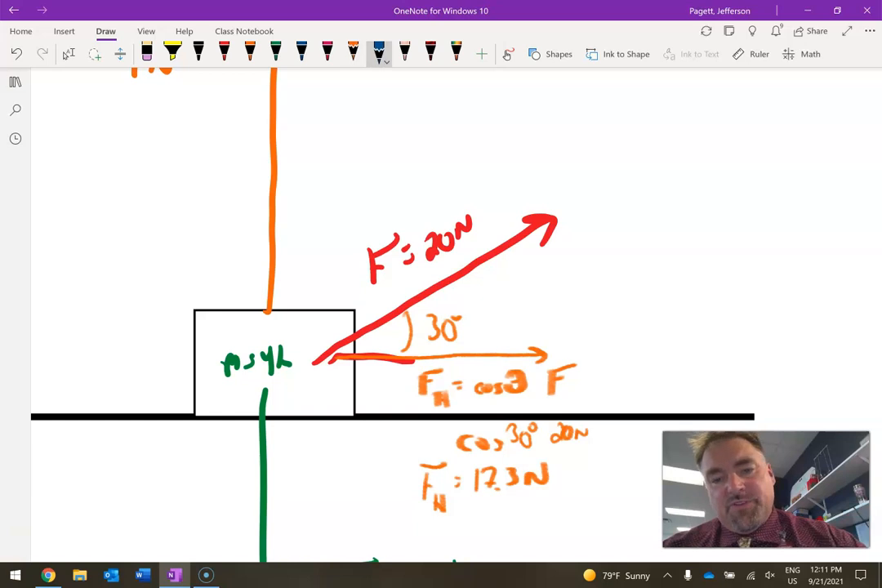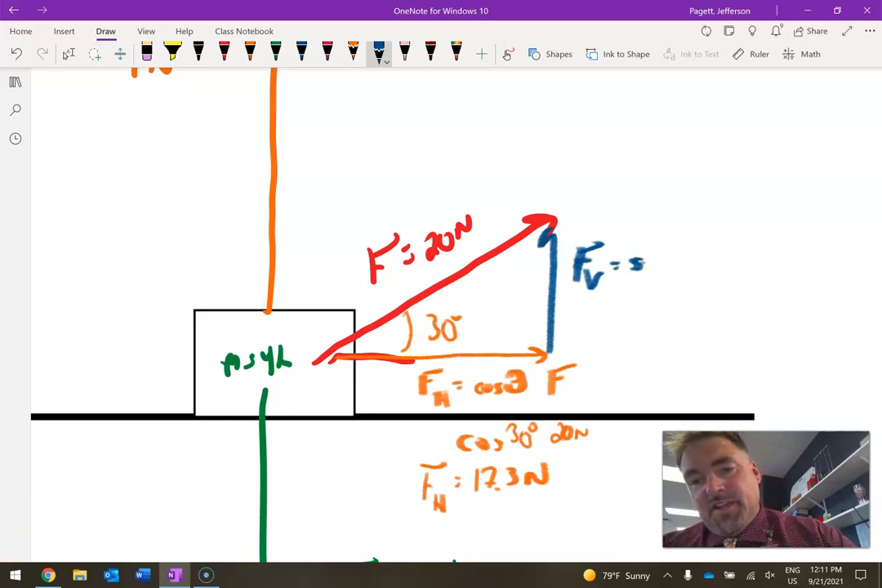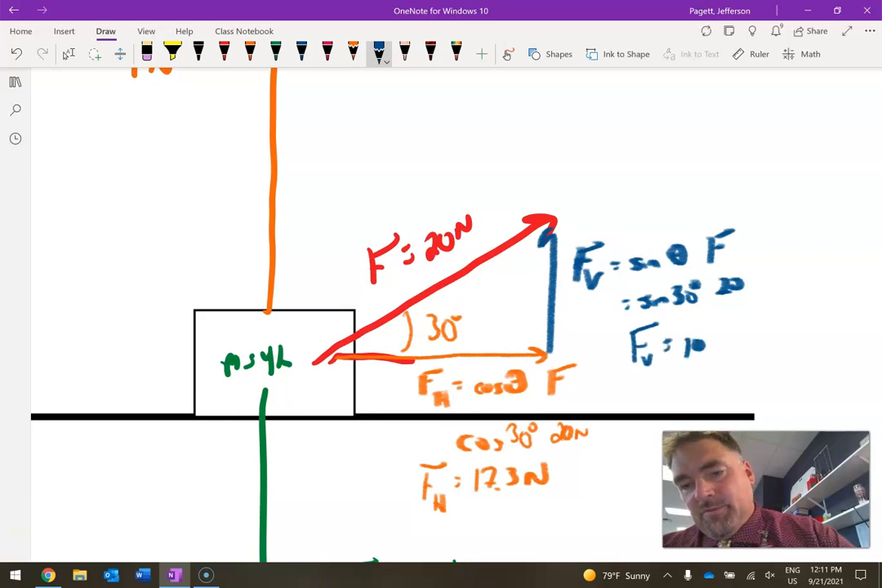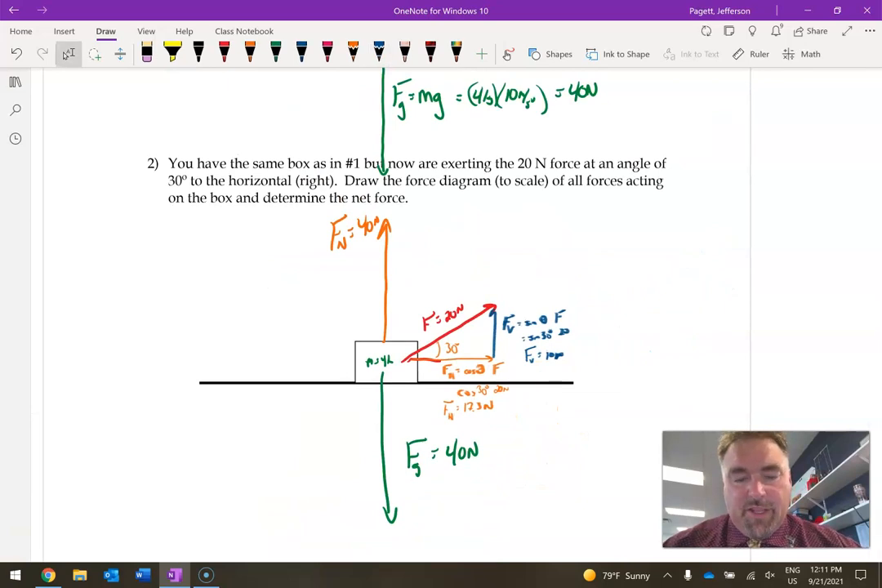I have a force that's also pulling up, which I'll call FV, so the force that's vertical as well, and that's going to equal the sine of theta times F. So in this case, it would be the sine of 30 degrees times my 20 newtons. So now this FV is going to equal 10 newtons. So now if I go back and look, and I'm going to just shrink that back out again.